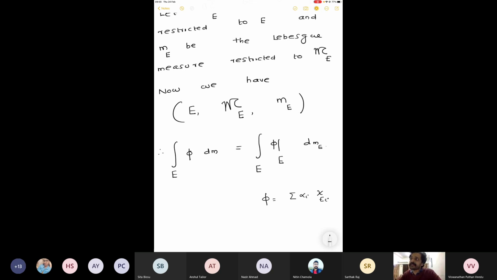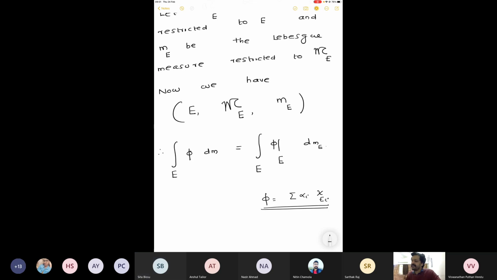That's okay. But now the measure of E_i is not in the original R, but it is with respect to this M_E. That is why I wrote dM suffix E. After getting the canonical representation, you should integrate it like summation alpha i times measure of E_i. But that measure should be in the measure space (E, M_E, m). It is not the original Lebesgue measure. It is the restricted measure on E. Are you with me?